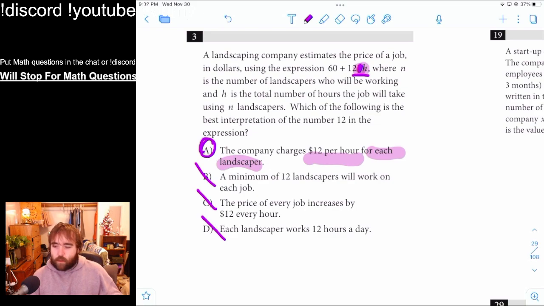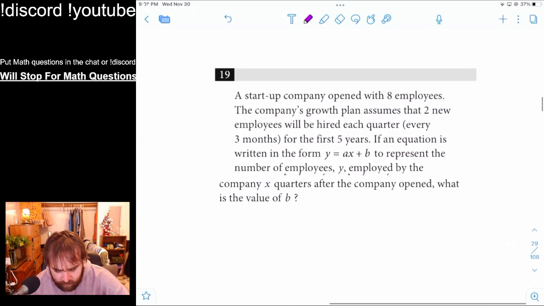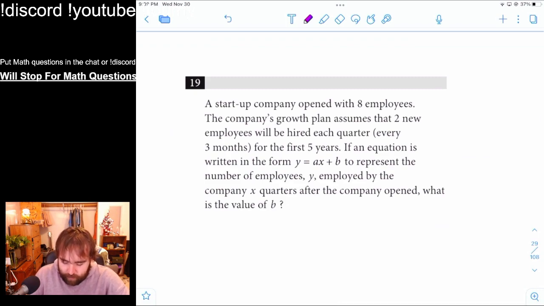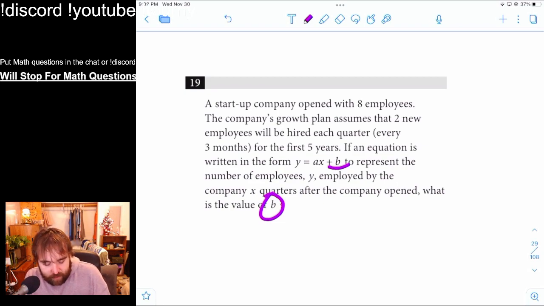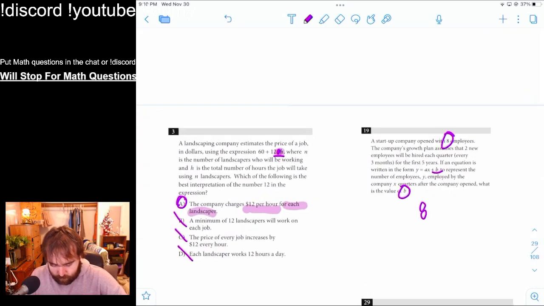All right. So what's the next one? Startup company opened with 8 employees. The company's growth plan assumes that 2 new employees will be hired each year. For the first 5 months, if the equation written in the form represents that, what will be the value of B? And so you look, B, that's the y-intercept. That's the starting amount. How much did they start with? 8. So B is 8.